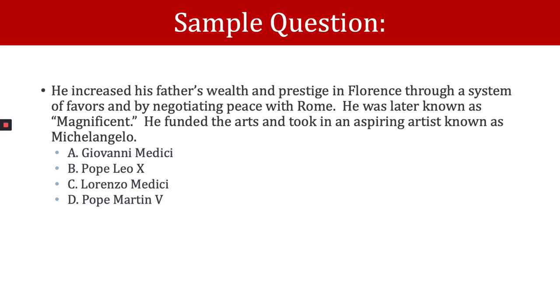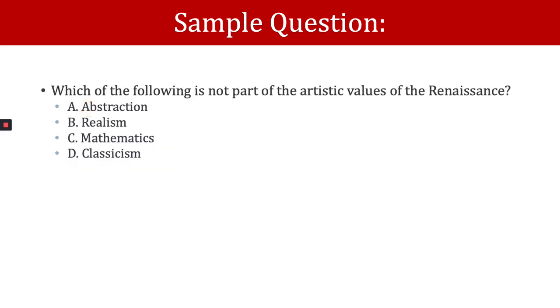So the first sample question I have for you is, he increased his father's wealth and prestige in Florence through a system of favors and by negotiating peace with Rome. He was later known as Magnificent. He founded the arts and took in an aspiring artist known as Michelangelo. Right. So is that Giovanni Medici, Pope Leo X, Lorenzo Medici, or Pope Martin V? Right. Something to think about.